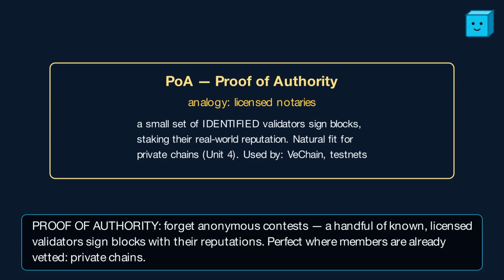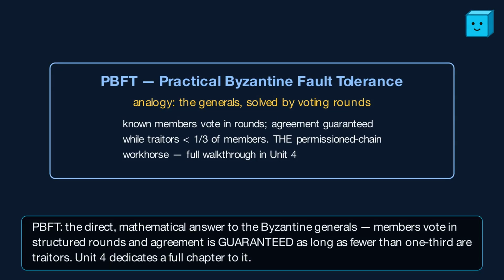Proof of authority. Forget anonymous contests. A handful of known, licensed validators sign blocks with their reputations. Perfect where members are already vetted. Private chains. PBFT. The direct, mathematical answer to the Byzantine generals. Members vote in structured rounds and agreement is guaranteed as long as fewer than 1/3 are traitors. Unit 4 dedicates a full chapter to it.